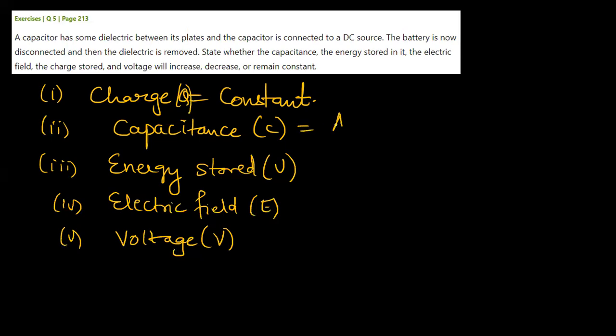We have C equal to A K epsilon naught upon D. This is the capacitance formula, where A is the area of the plate, K is the dielectric constant, epsilon naught is the permittivity constant, and D is the distance between the two plates.